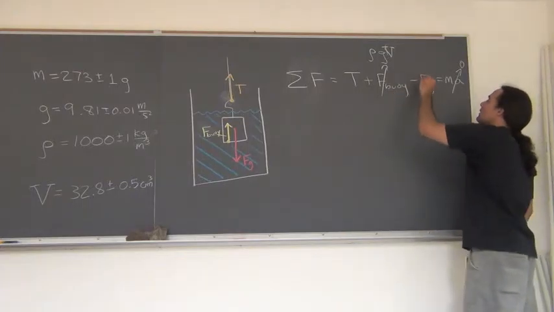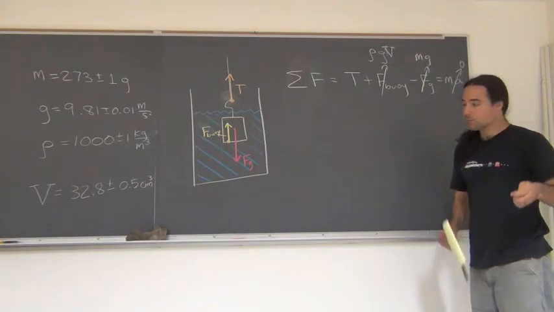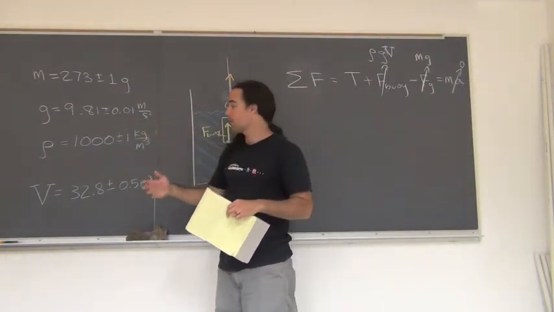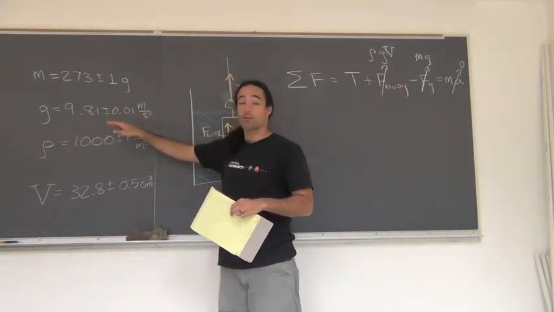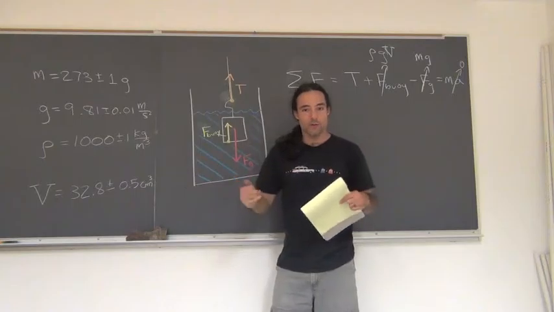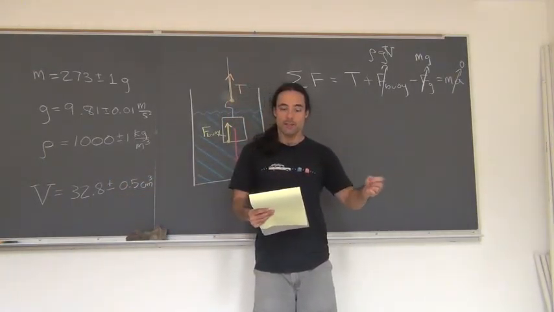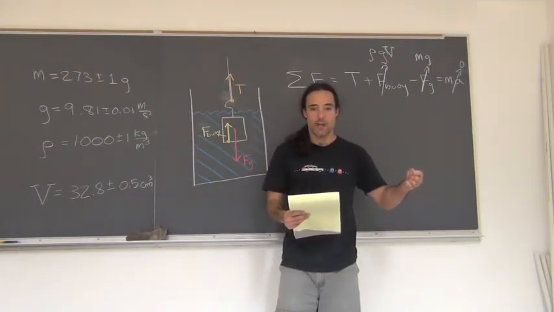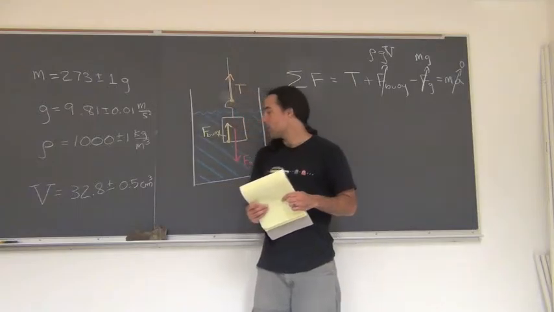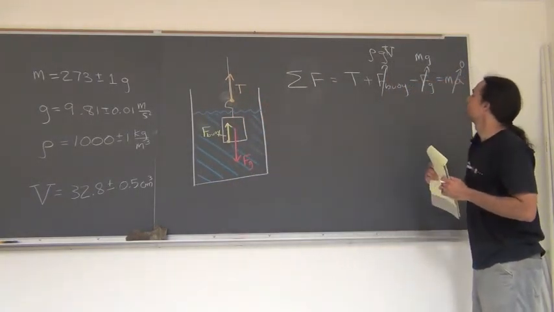Similarly, I can plug in the formula for the force of gravity. Now, all of my measured quantities are given over here. I'm taking the liberty of measuring the mass, the gravitational acceleration, we know that. The density of water is about 1,000 kilograms per meter cubed. And the volume of the cube, which you can get just by measuring the lengths of the side and then taking length times width times height, is about 32.8 centimeters cubed. I've tried to put some uncertainty on those.